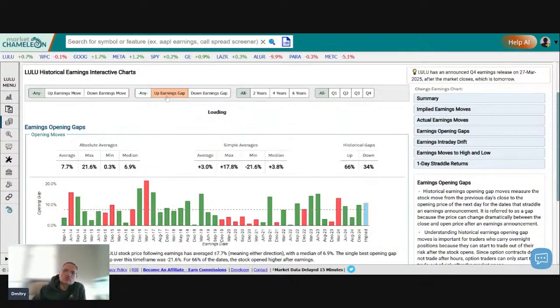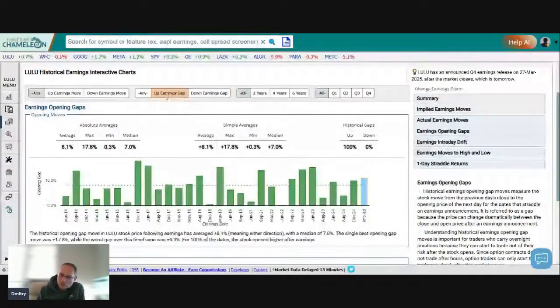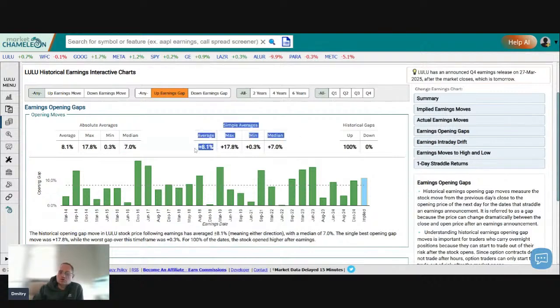So up moves. So here, these are only up moves, earnings gap, and when it was up, we could see that the average was up 8.1% versus the average move of all of them, which was 7.7. The median return was 7%. The average was 8.1. This is the range. These will all be similar now because we're only looking at up moves.